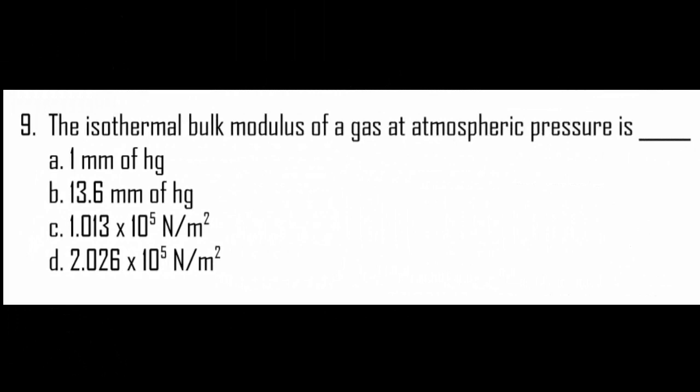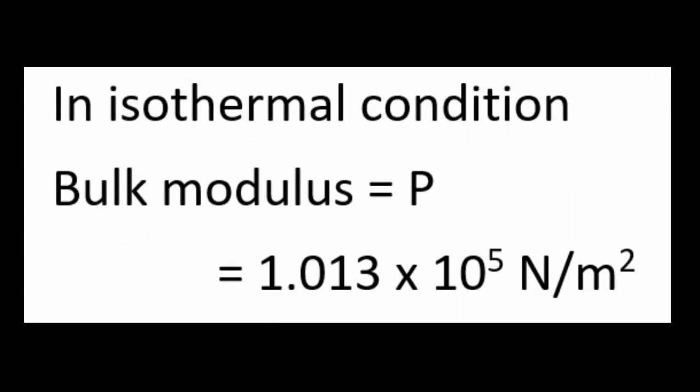Question number 9. The isothermal bulk modulus of a gas at atmospheric pressure is. Students, you all are aware of Newton's formula for velocity of sound that we studied last year, in which one condition that we mentioned is that in isothermal condition bulk modulus is nothing but pressure. Hence we can say bulk modulus is going to be the atmospheric pressure, and that is 1.013 into 10 raised to 5 Newton per meter square.